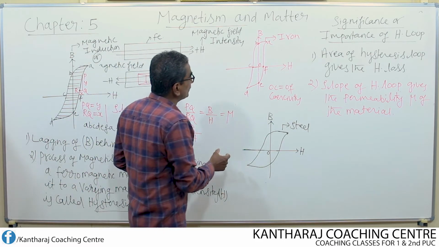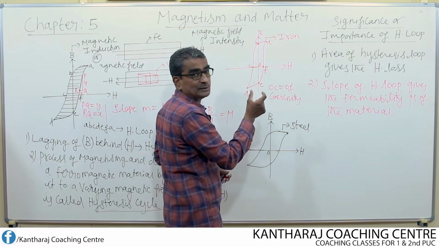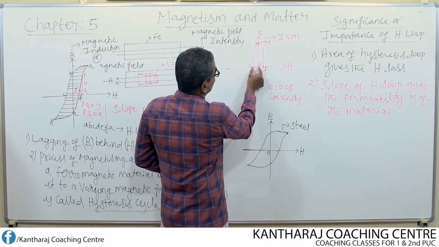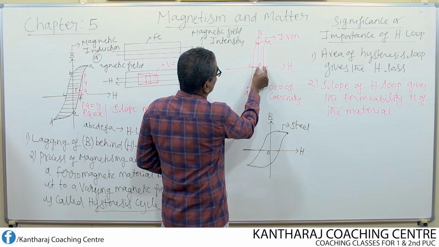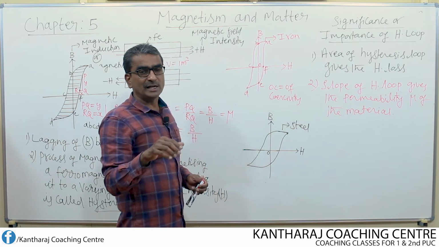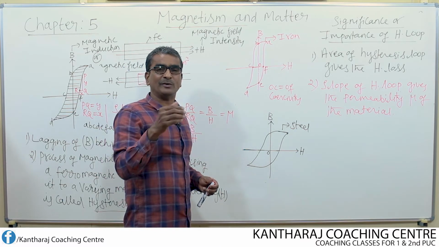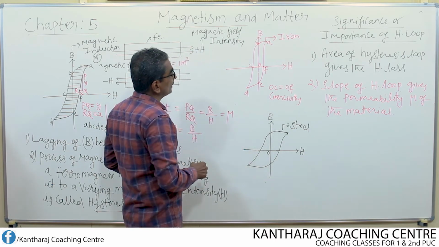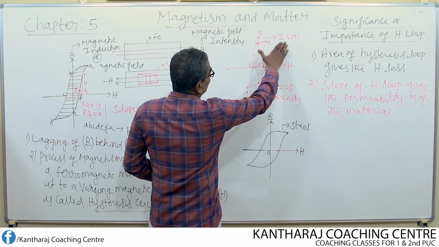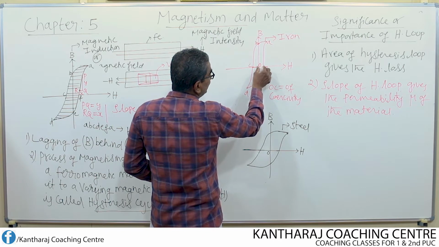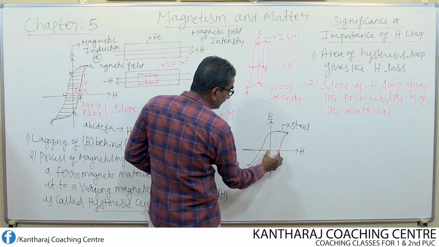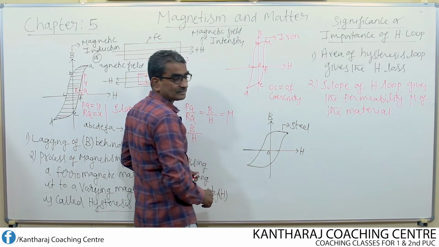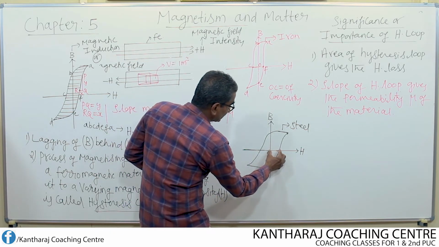So what is the amount of field which is to be applied? The coercive field. That can be found out from this length. OC equal to OF is nothing but the coercive field, and the property of the material is known as coercivity. So that can be found out, and here it is found that the coercivity of iron is less than the coercivity of steel. Look here, this value is large.